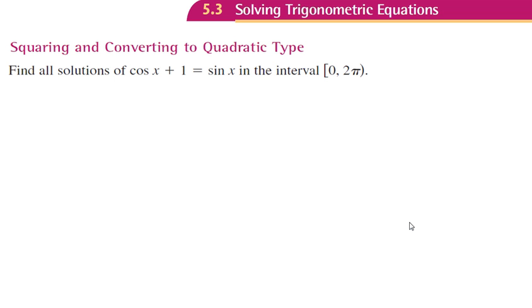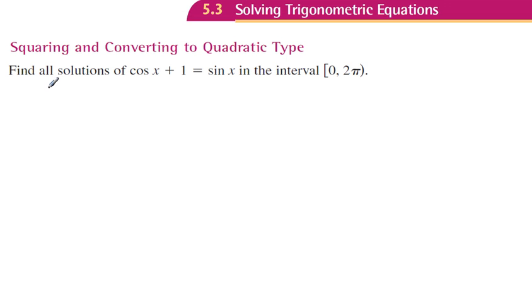The way we do that, because right now we don't have an identity that we can straight substitute, is we're going to square both sides. And then from there we're going to convert it into a quadratic type. Hence, that's why the title is squaring and converting into a quadratic type. So here we go. Let's square both sides first, and then we'll go from there.